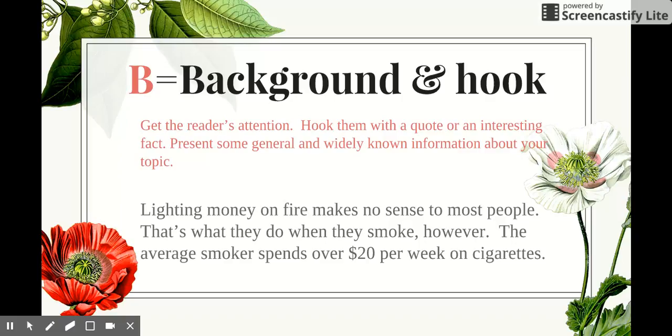Lighting money on fire makes no sense to most people. That's what they do when they smoke, however. The average smoker spends over $20 per week on cigarettes.